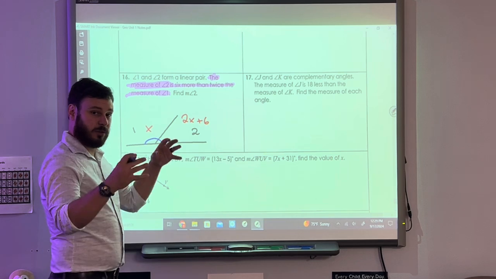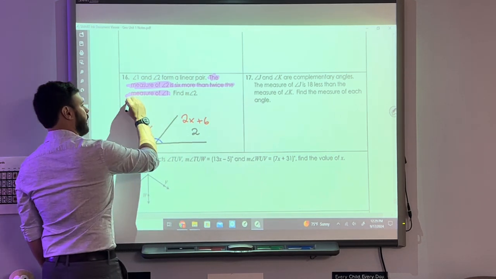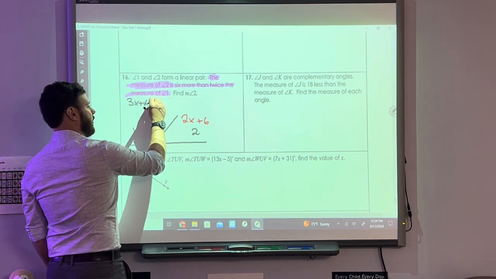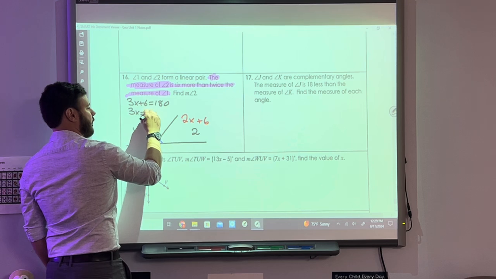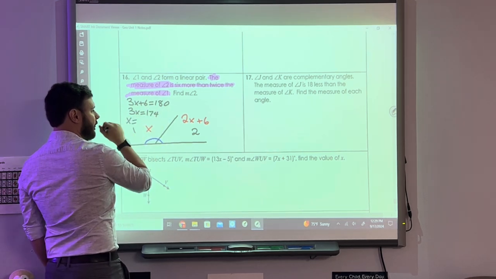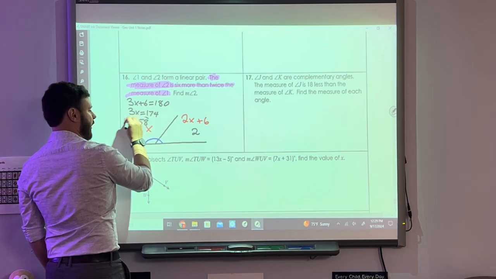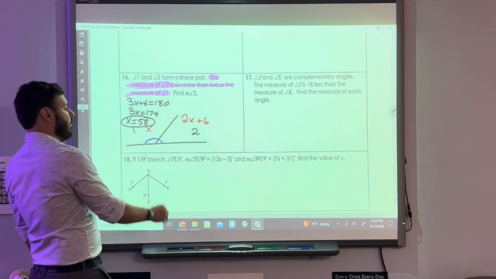But they do make a straight line. So I'm going to add these two things together that I have in red, and I'm going to set it equal to 180. 3x plus 6 equals 180. Subtract 6. Divide by 3. X is 58.